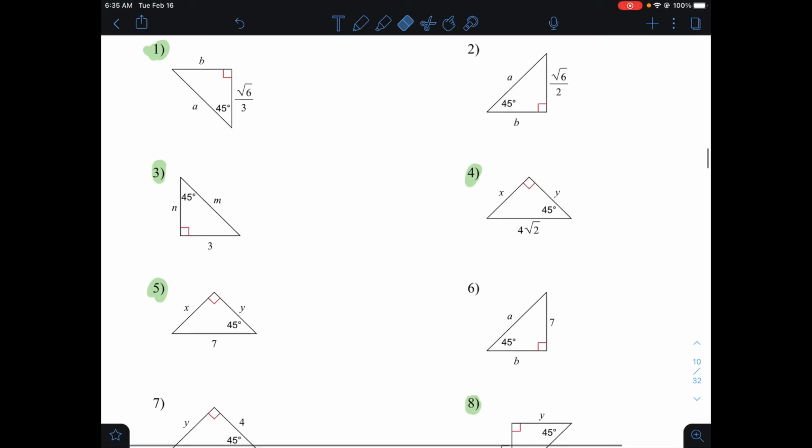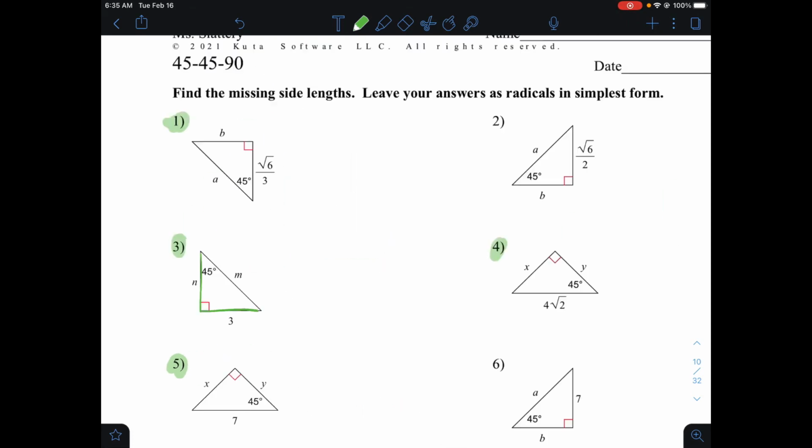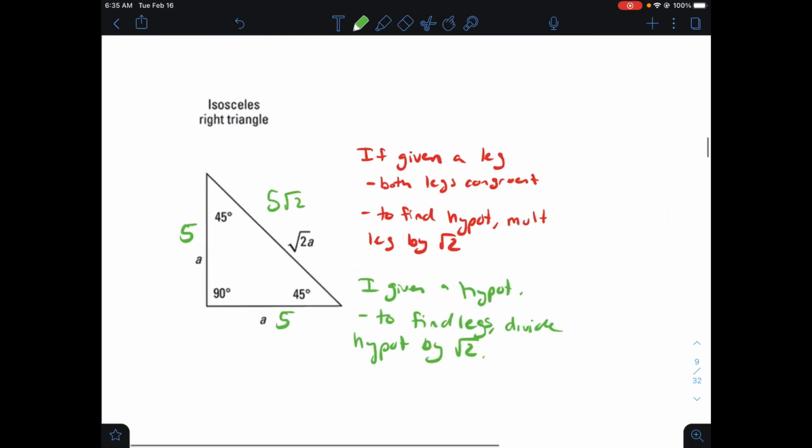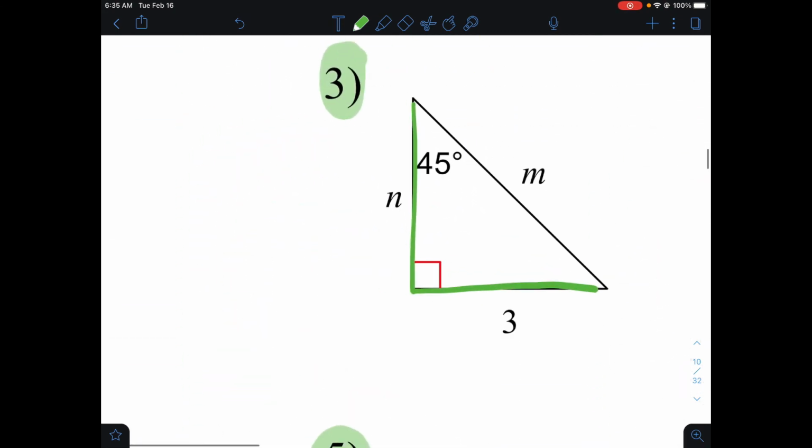So we're going to start off with problem number 3 here. So if you look, they gave you a leg. How do I know they gave me a leg? The legs are the guys that make up the 90-degree angle. All right, so if we look up here, if given a leg, we know both legs are congruent, okay? So that means that n is going to be equal to 3.